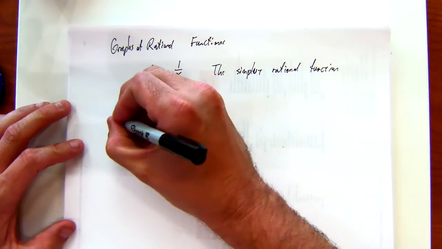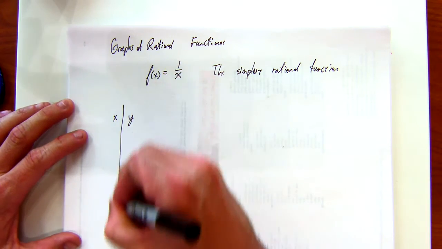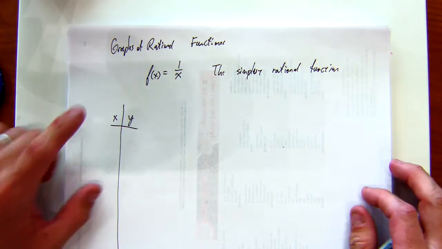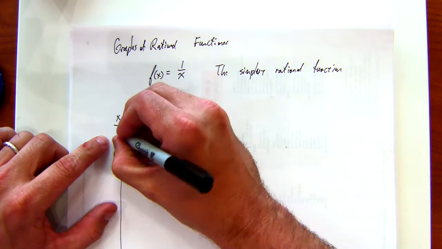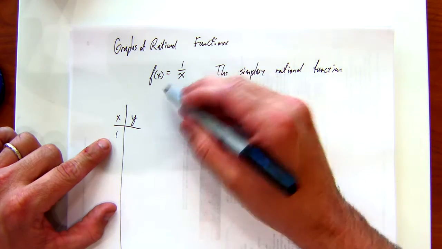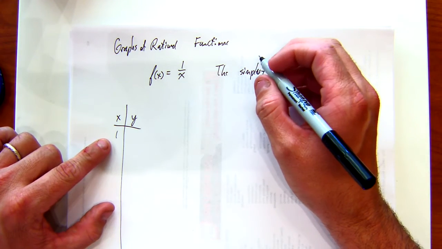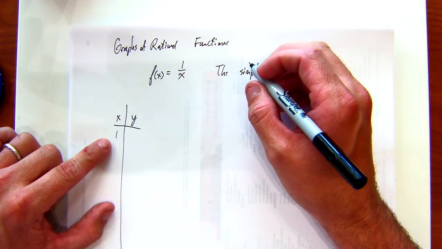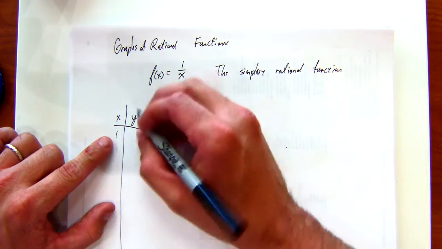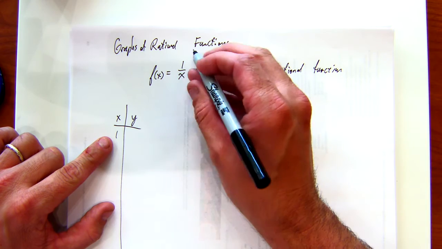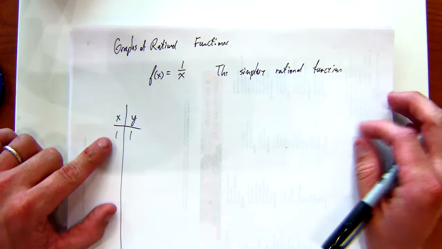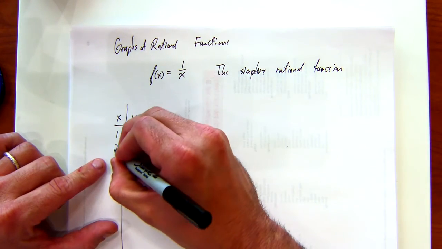And let's try to graph this thing, and we'll just use an xy chart. So I'm going to make an xy chart. Suppose I pick x is 1. Then what is f of x, or f of 1? That's going to be my y, right? So I plug in x is 1 here, I get 1 over 1, so this is just going to be 1.